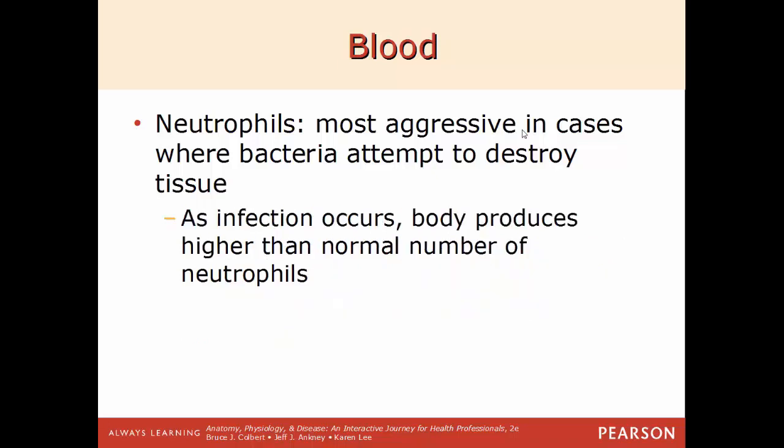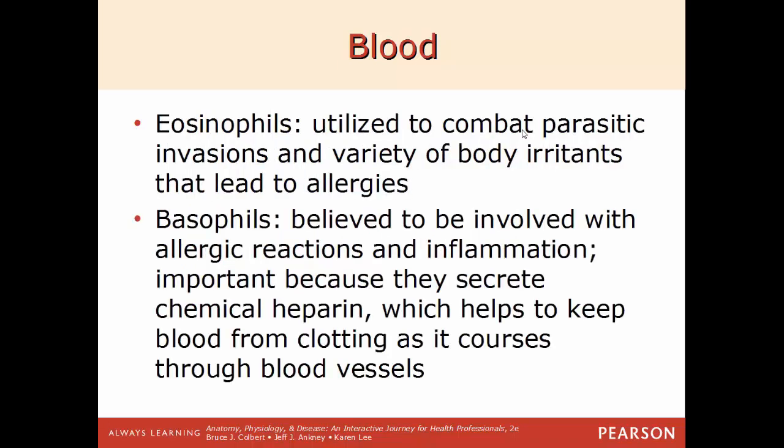Okay, as an infection occurs, the body will produce higher than normal amounts of neutrophils. So a high neutrophil count indicates that there's an infection somewhere in your body. Eosinophils, these are used to combat parasitic infections and a variety of different irritants that can lead to allergies. Basophils, these are believed to be involved with allergic reactions and inflammation.